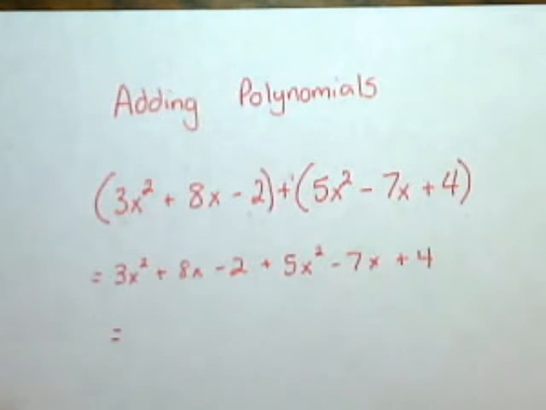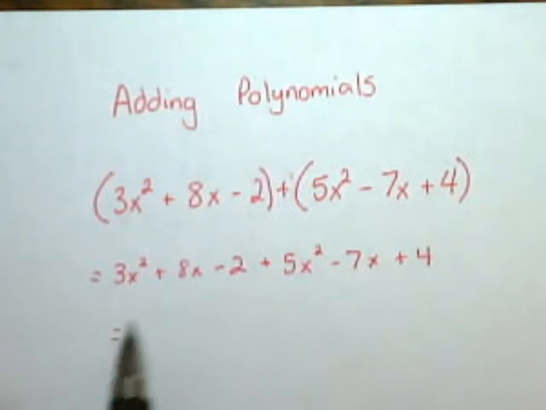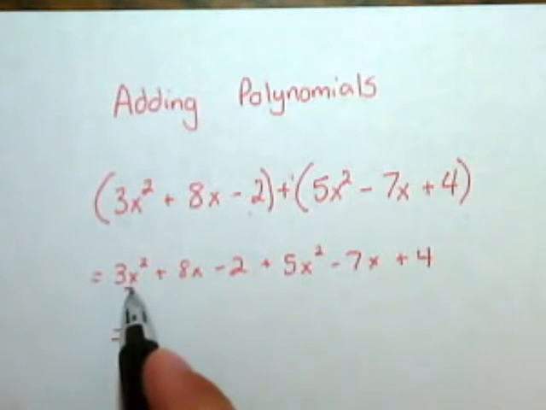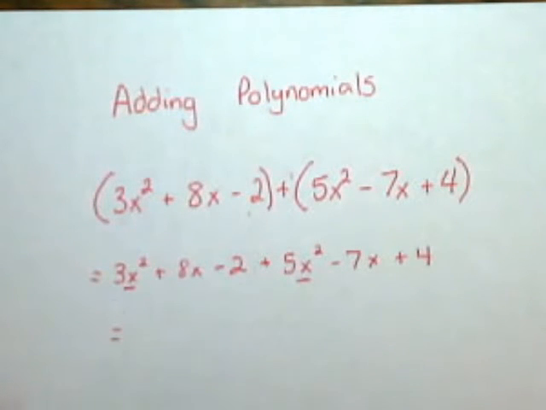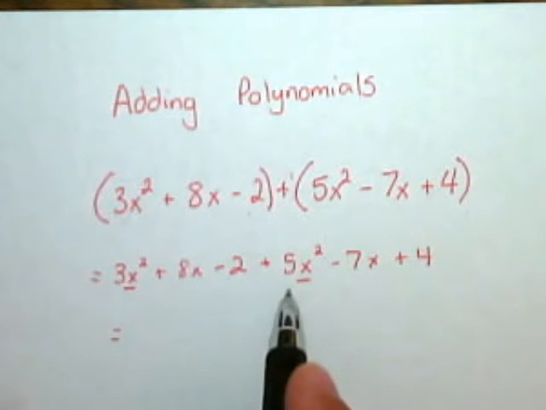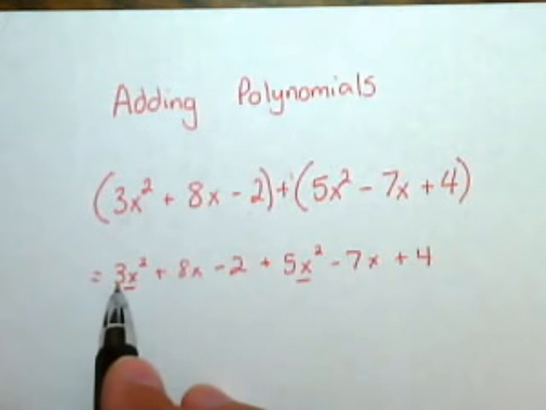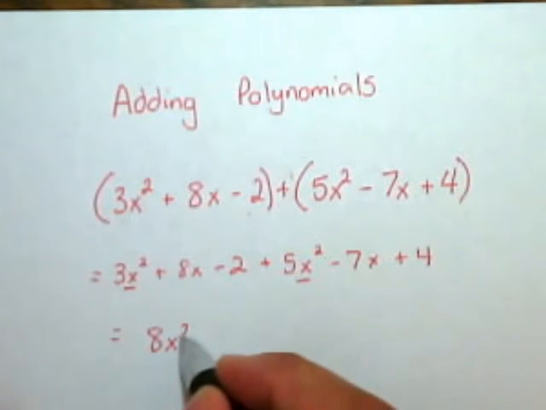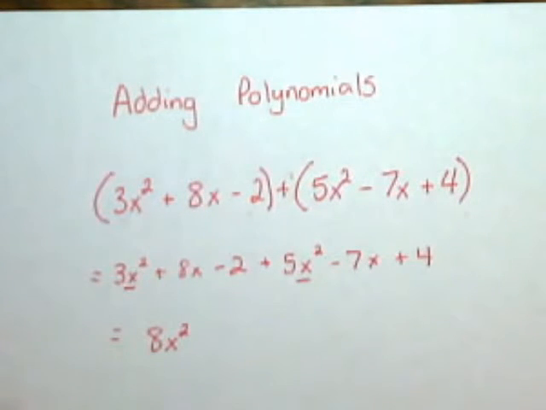Our next step would be to combine like terms. Now, we have to look at like terms. Like terms are based upon the variable and the exponent. They have to have the same variable and exponent for them to be like terms. So, we have an x squared here and an x squared here. So both of those are like terms, so we add the coefficients. So 3 plus 5 gives us 8. And then we have to make sure we take into account our variable with its exponent, which is x squared.